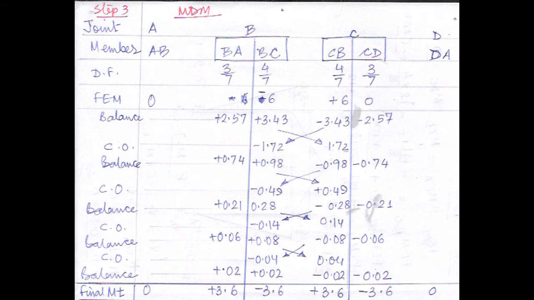Okay, and after you have done it, again you do the balance. Balance means now what is the moment? Minus 1.72. So now how we will balance it? Minus 1.72 into 3/7, that is 0.74, minus 1.72 multiplied by 4/7, so it is 0.98, but it is minus 1.72. So how we can balance it? Both should be plus.